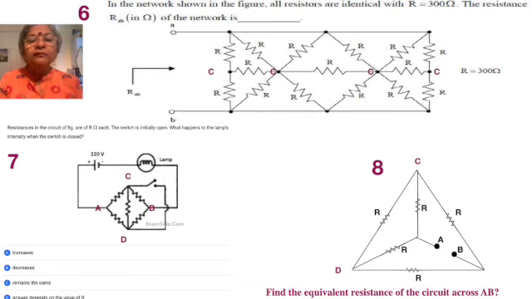Okay, so now let's read the problem. In the network shown in the figure, all resistors are identical with R equal to 300 ohm. So each of these resistors is equal to 300 ohm. The resistance across AB in the network is? Okay, very simple. You can short circuit them all. So you see that there is a network of 6 300 ohms in parallel, again in series with another 6 300 ohms in parallel. So it is 50 plus 50, 100 ohms. Very simply, without even looking at the circuit, you can solve it.